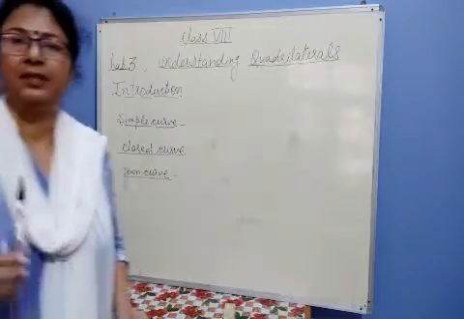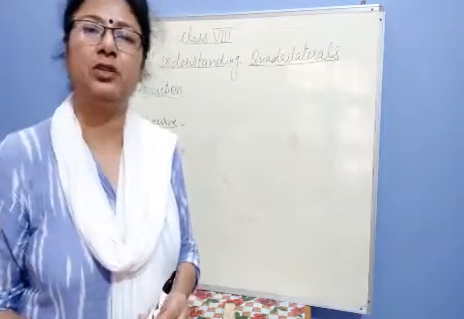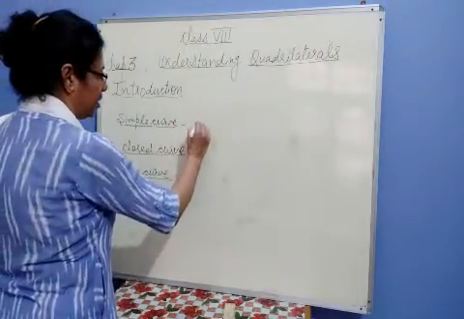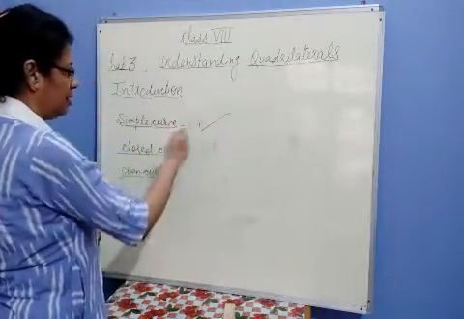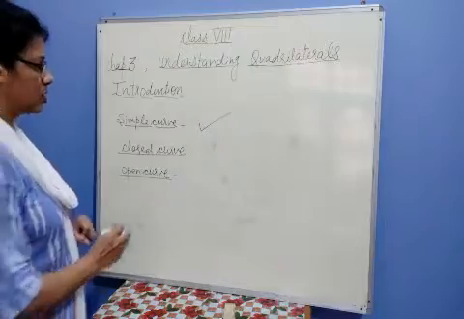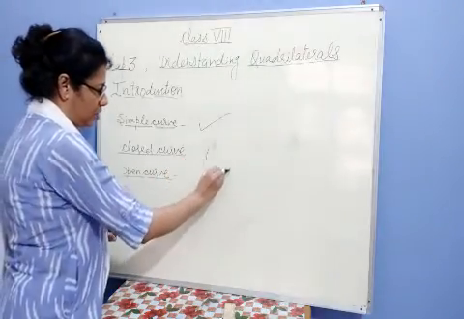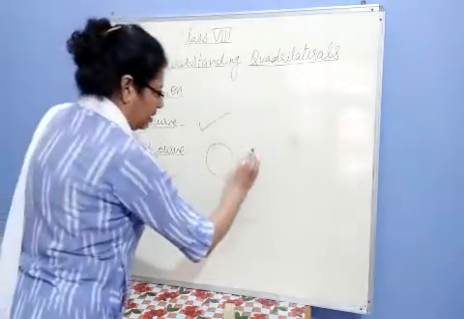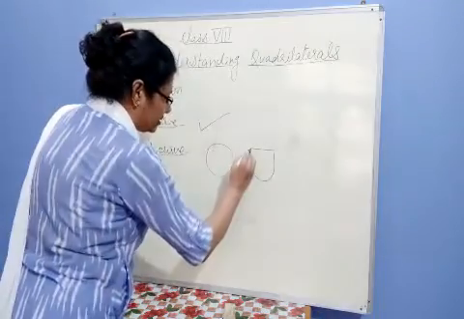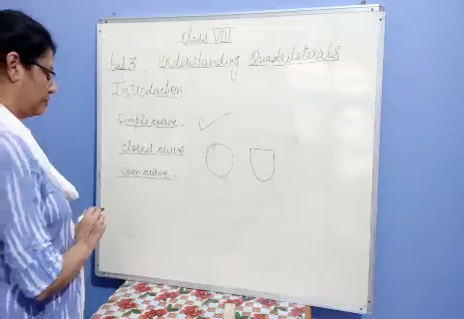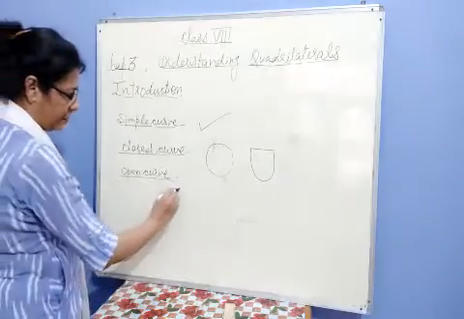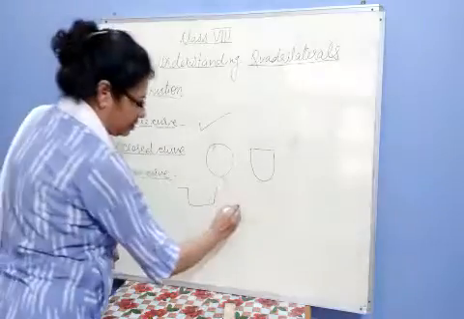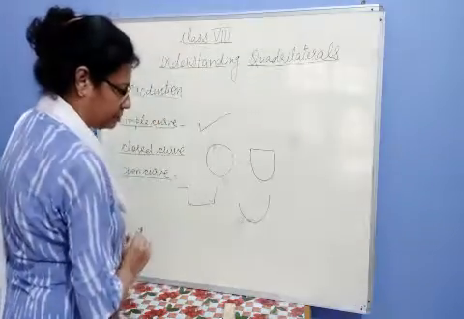Without lifting our pencil and without retracing any parts of the curve, if we draw a curve, it is called a simple curve. We can draw like this. This is a simple curve. Now closed curve. If I draw a curve like this, it is called a closed curve. If I draw like this, it is also a closed curve. Now open curve. If I draw a curve like this, it is an open curve. This is also an open curve.